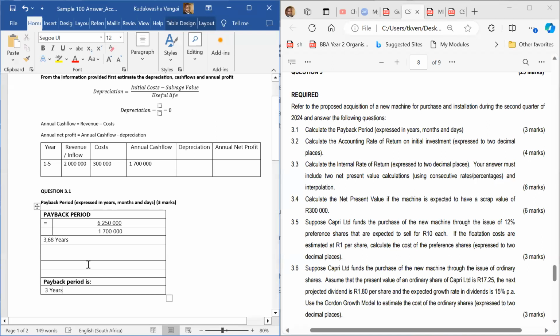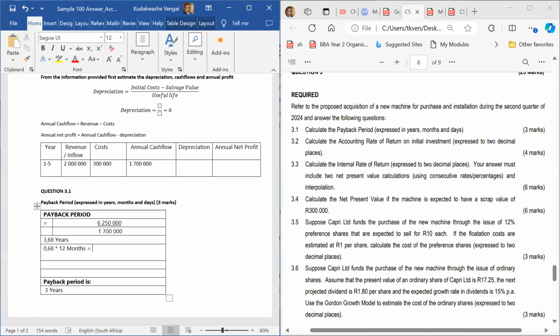How many months is it? So for me to calculate the months, I need to take the 0.68, right? Multiply by how many months are in a year? We've got 12 months, right? So this will give me the number of months, right?